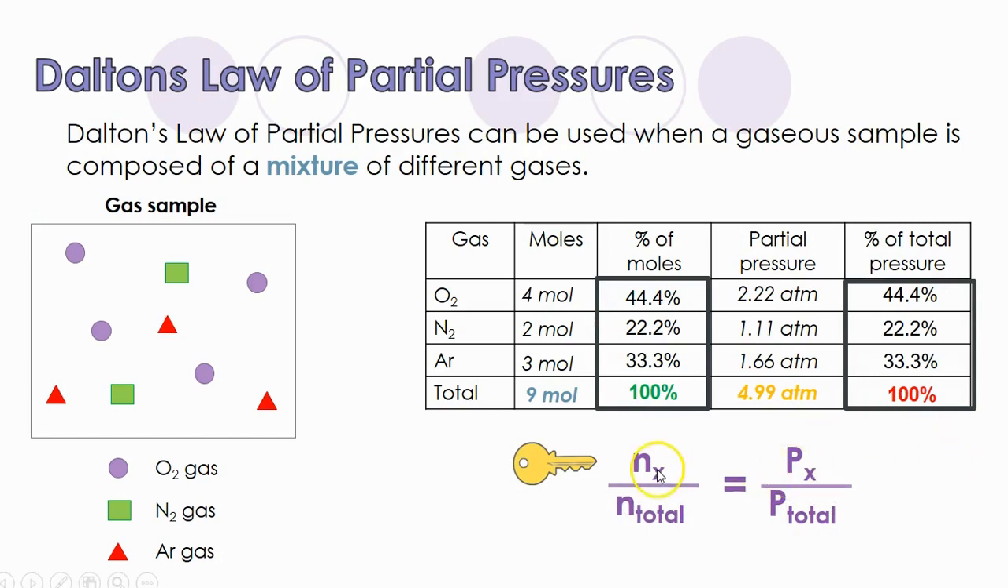So this formula says n represents the number of moles. If you wanted to figure out the number of moles of X, any of these different gases, you put that over the total number of moles and set that equal to the partial pressure divided by the total pressure, because we saw already that the percentage of the moles and the percentage of the pressure are going to be equal to one another. Therefore, we can relate these relationships by using this formula.